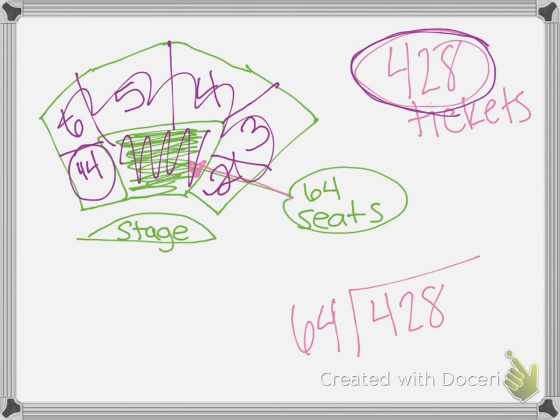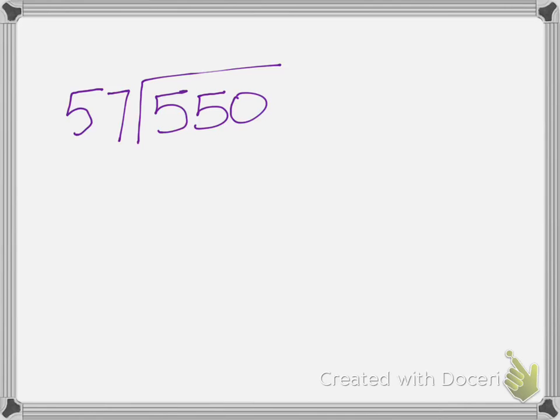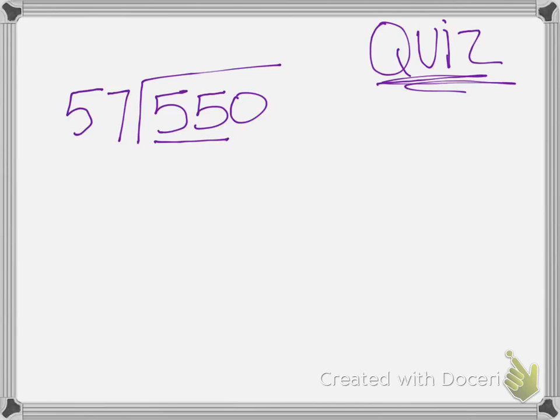All right, so with this question, I'm going to ask you a lot of quiz questions along the way. So my first question to you is, what do I need to ask myself? Does 57 go into what? That's my first question to you. Well, 57 cannot go into 55. 55 is too small. So we have to say 57, how many times does it go into 550?